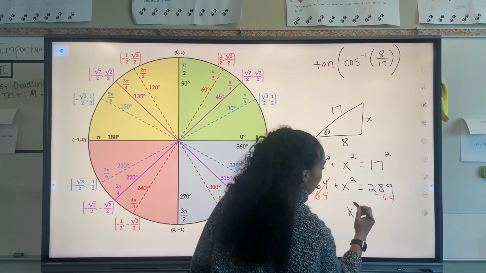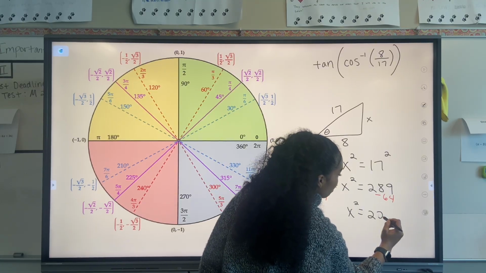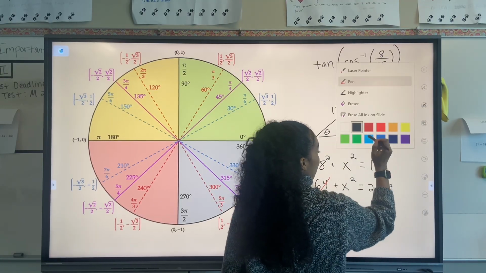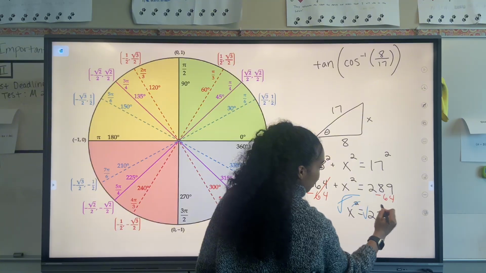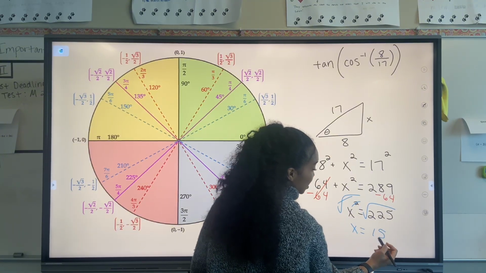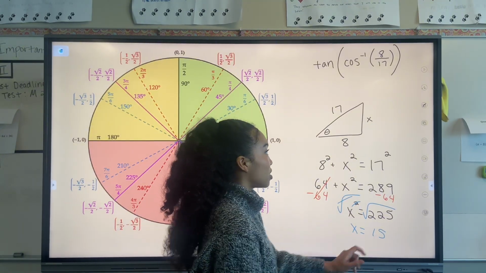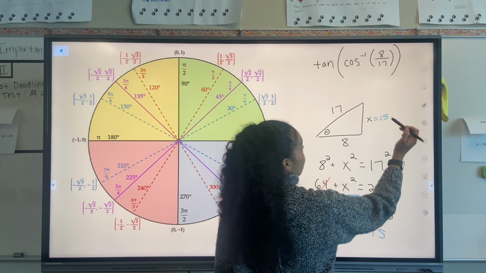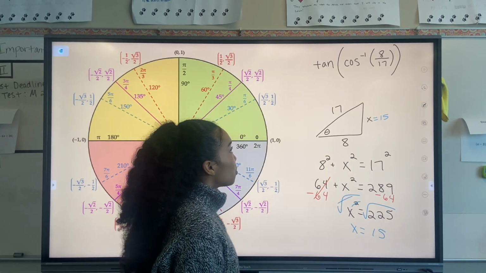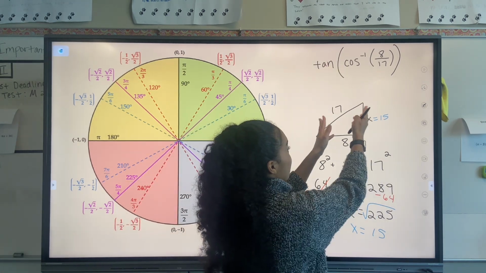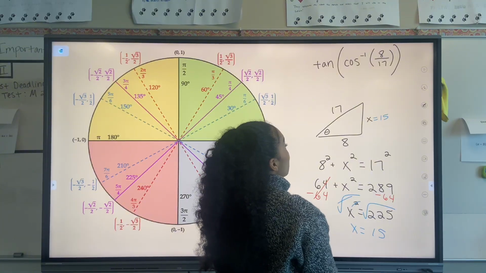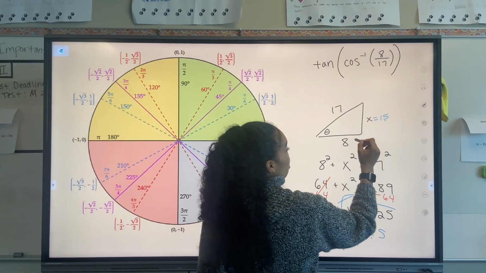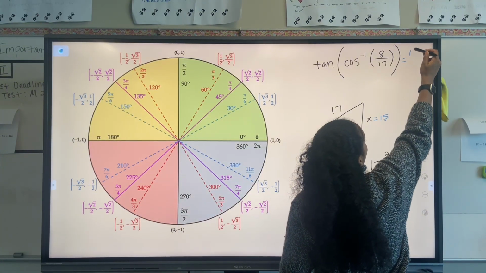Then you're going to subtract 64 from both sides. So you get x squared is equal to 225. Then you square root both sides. X is equal to 15. The square root of 225 is 15. So this is the missing side. So now we're going to find tan of the same angle. So tan is opposite over adjacent. So the answer is 15 over 8.